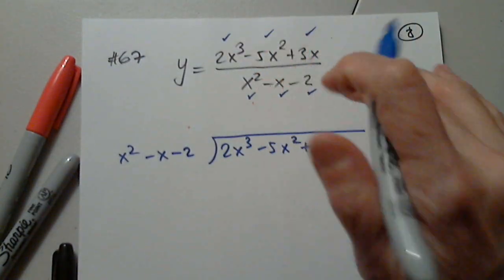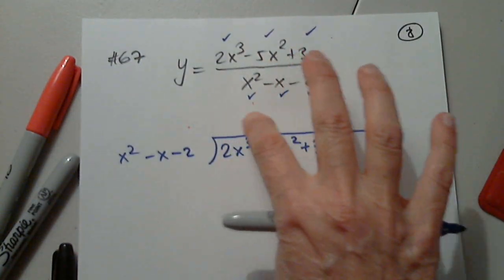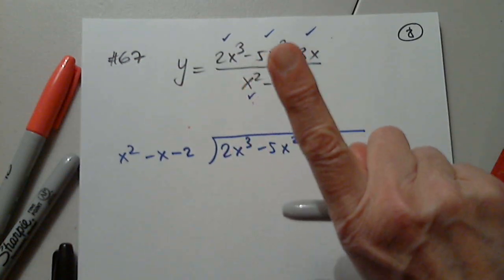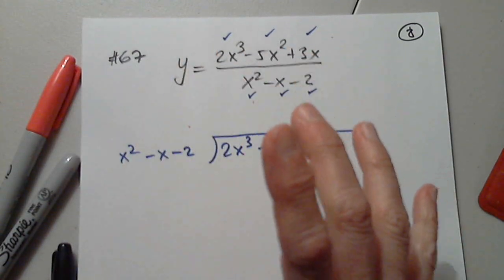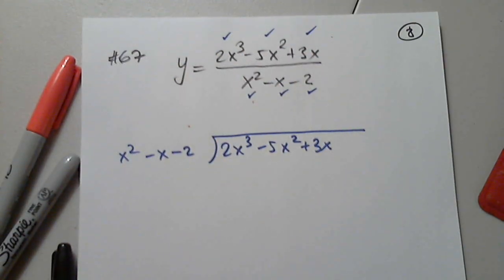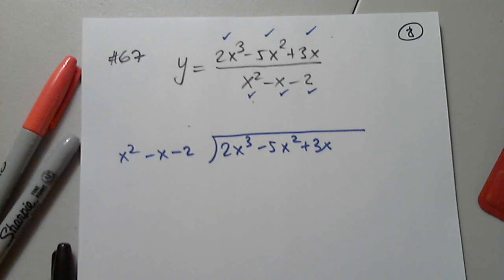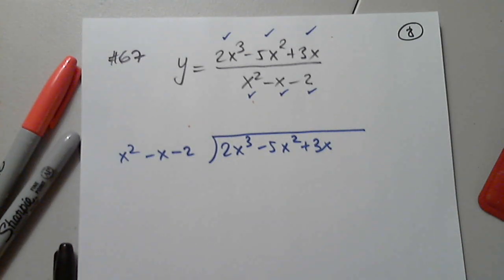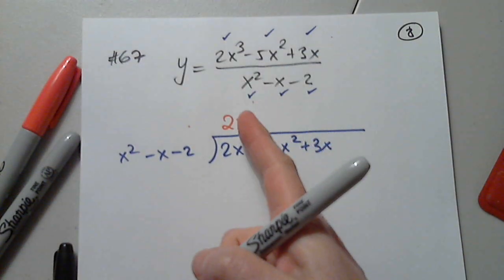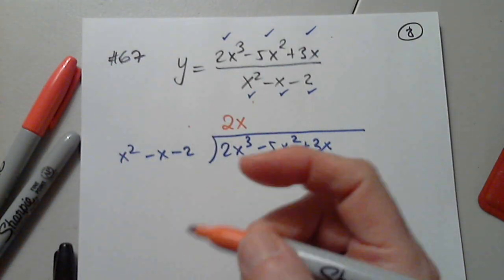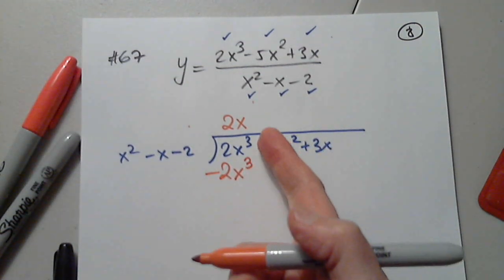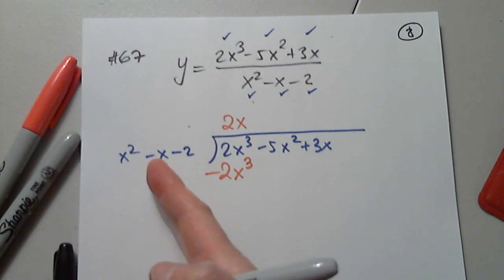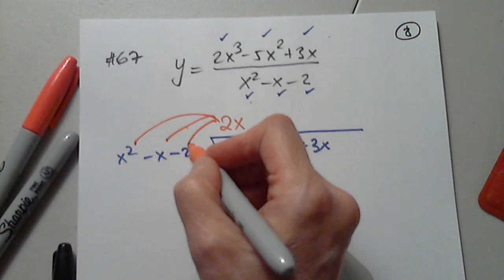Remember degree 2 and degree 3 and degree 2? The result, which is the quotient, has to be degree 1. So let's start. X squared times what is 2x cubed? 2x. Yes. At the top, we never lie. So 2x times x squared is 2x cubed, but I have to switch the symbol because I subtract. I move on and distribute 2x to negative x. I have to distribute to all three.